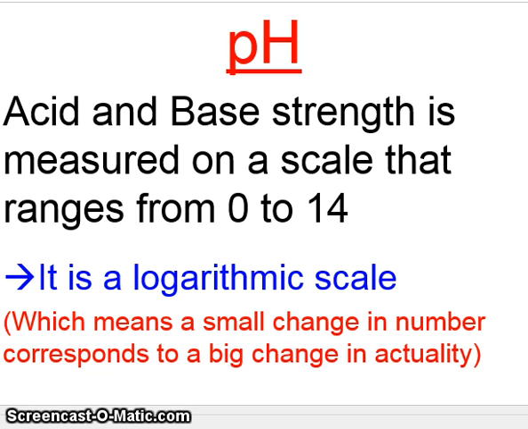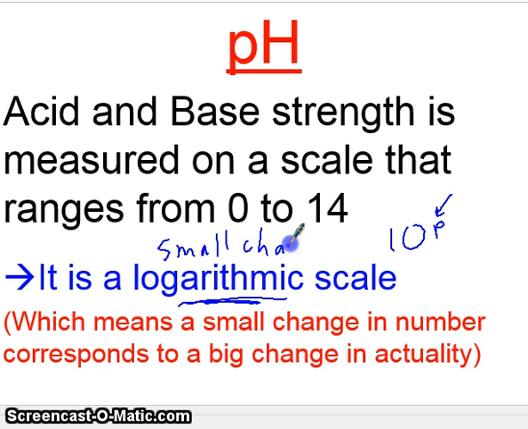The pH scale technically goes from 0 to 14, and it's a logarithmic scale. Now logarithmic means it's based on the power of 10, and the power here is what determines the number, or what the number is related or connected to. So a small change on a logarithmic scale actually means a very big change.